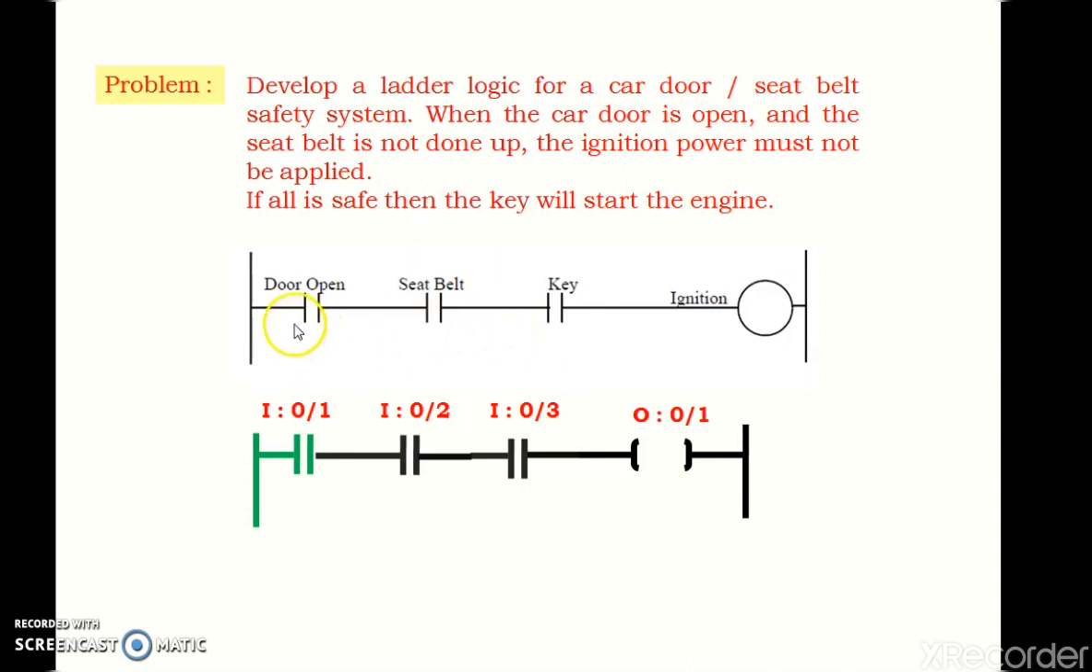The switch numbers will be given as I:0/1, input switch 1, input switch 2, input switch 3, and the ignition will be shown as the coil, that is output 0/1. In a simple manner it is the AND gate.